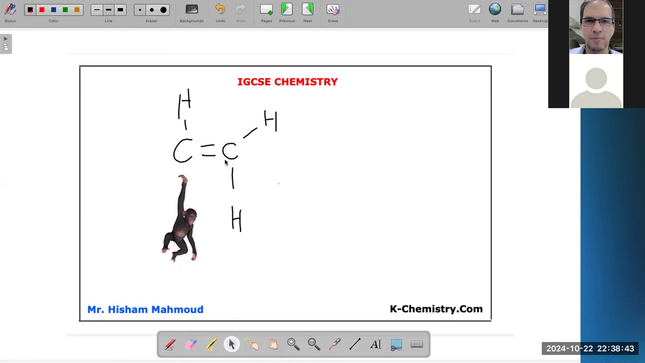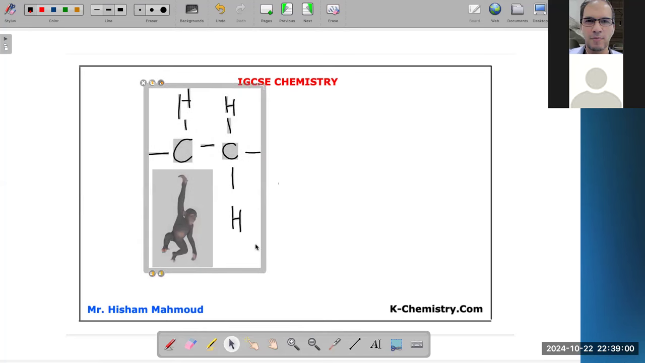Why do you want to leave the sides empty? Because this is where we are going to stick everything. So make it free. What do you mean by making free? Remove the double bond and make single bonds. Then copy it.